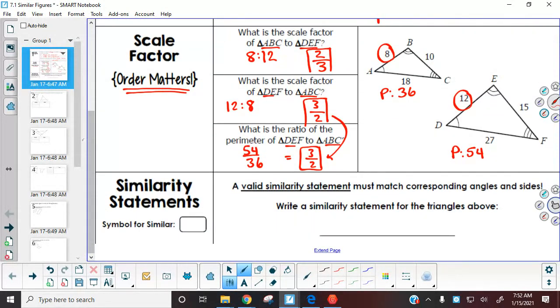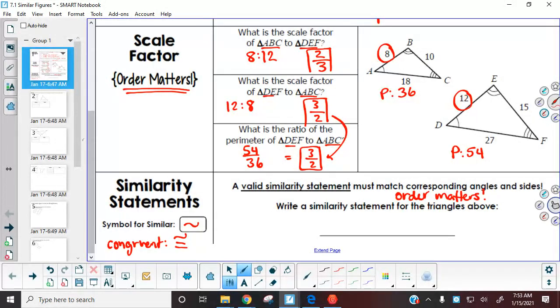Now, when we look at similarity statements, this is going to be our go-to. One of the things that we need to recognize is that the symbol for similar is just the squiggle. As a refresher, the symbol for congruent was the equal sign with the squiggle on top. So no longer do we have that equal piece, it's just the squiggle. A valid similarity statement must match corresponding angles and sides. So in other words, order matters. Just like when we did congruency statements, for similarity statements, order matters.